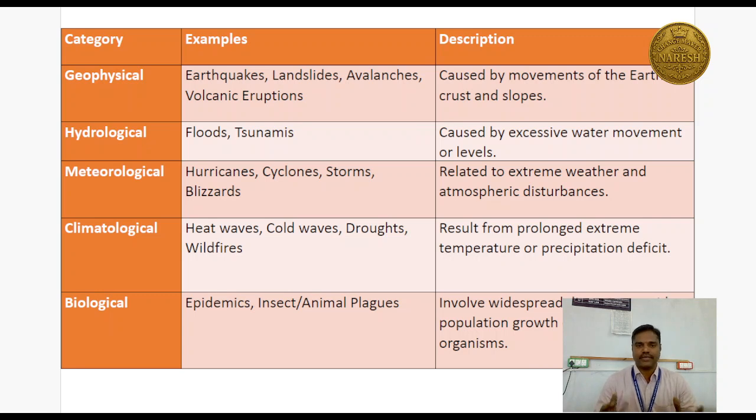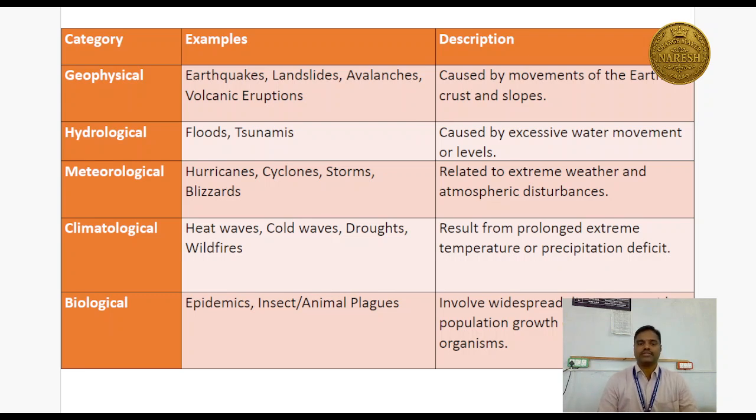As we know, we have seen so many things, like the tsunami which occurred in 2004, where Kanyakumari got hit by the tsunami, a very huge loss of human life. Then meteorological disasters, the examples for that are hurricanes, cyclones, storms, blizzards. The description is that it relates to extreme weather and atmospheric disturbances.